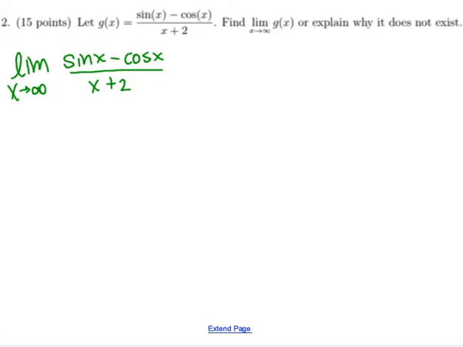So if I divide out by x, I would have sine of x over x. Does that reduce to anything? Does that help us out? It doesn't help us out. So guess who you need to use on this one? Good old squeeze theorem.